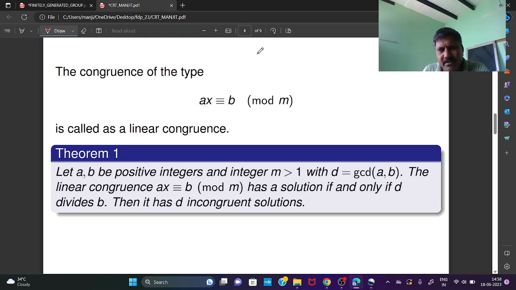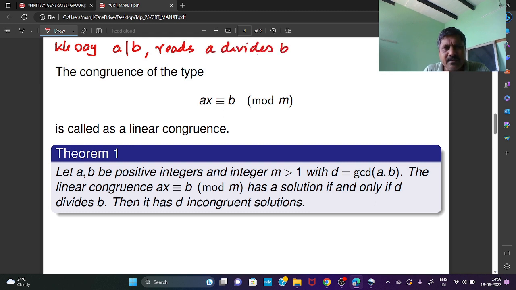We require knowledge of divisibility to understand this topic. Divisibility means we say A divides B, and we write this as A divides B. Mathematically, A divides B means there exists some integer C such that B equals AC. We always consider both numbers positive, so C is also positive. So B is a multiple of A.